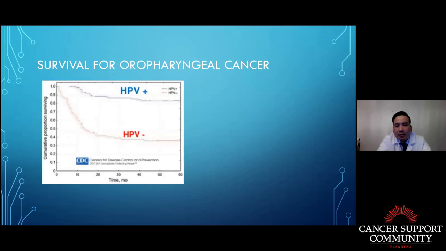And interestingly, for cancers from HPV, the survival is much better than HPV negative cancers. This is from the CDC website. This is time in months, from zero all the way up to 60 months, 5 years. You see the HPV positive patients, where the tumor is HPV positive, their survival is very high, over 80%, even long term. Whereas the HPV negative ones, from smoking and drinking, usually have a much worse prognosis, and are less likely to be controlled with treatment.